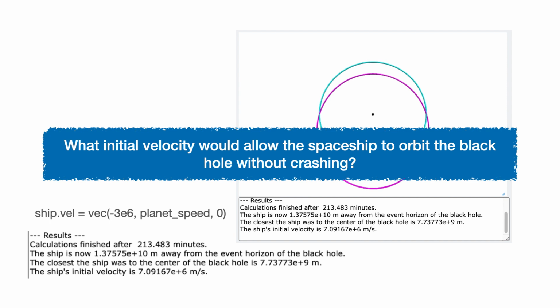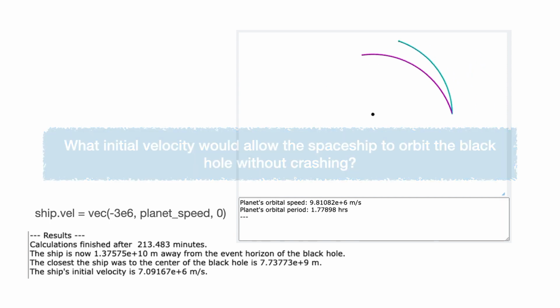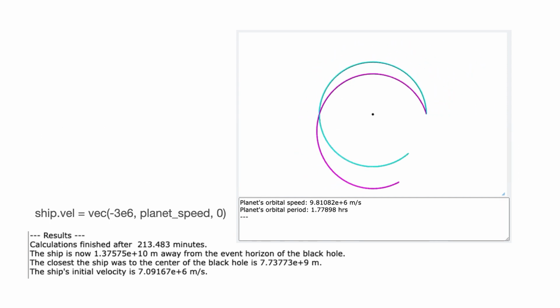What initial velocity would allow the spaceship to orbit the black hole without crashing? One initial velocity that worked according to my part 2 model is an x-component velocity of -3 times 10 to the 6 meters per second and a y-component velocity equal to the planet's initial speed. The resulting orbit of the spaceship is seen in magenta, while the cyan orbit is that of the planet.